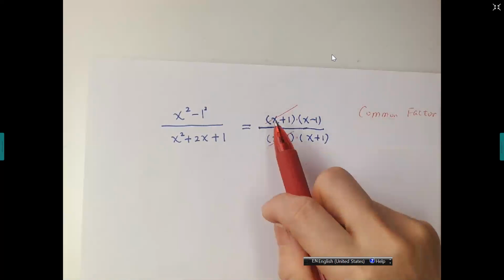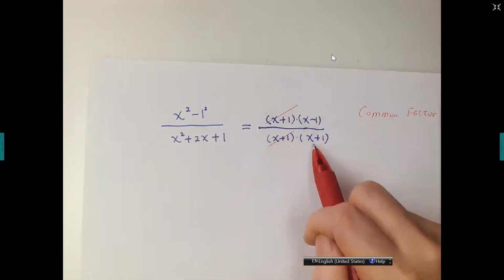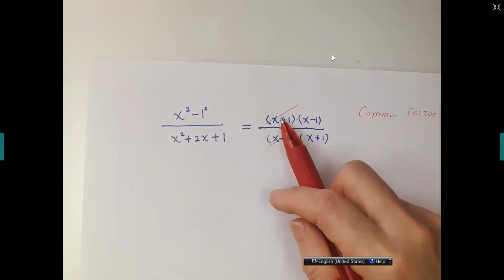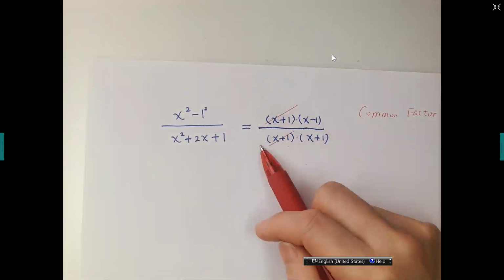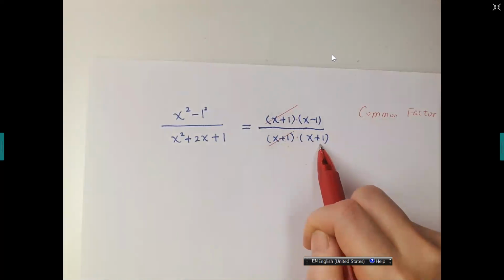Do you see, I have x plus 1 here. I have x plus 1. Oh, I have another x plus 1. Can this one also be canceled by the top x plus 1? No, one can only cancel one factor. Okay, and this one has to be left.